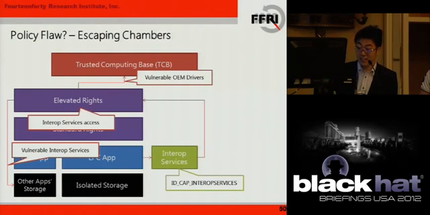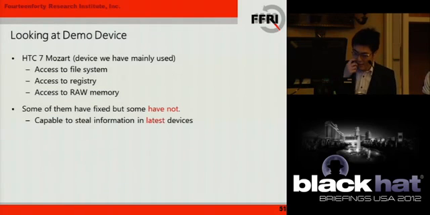Even looking at the demo device, which is an HTC 7 Mozart, the result was no good. There are privileged interfaces to access the file system, registry values, and even raw memory. Some interfaces are disabled or restricted in later versions, but still, improper access vectors remain. There are some vulnerabilities. Well, I had planned to demonstrate this, but I accidentally broke the demo environment.